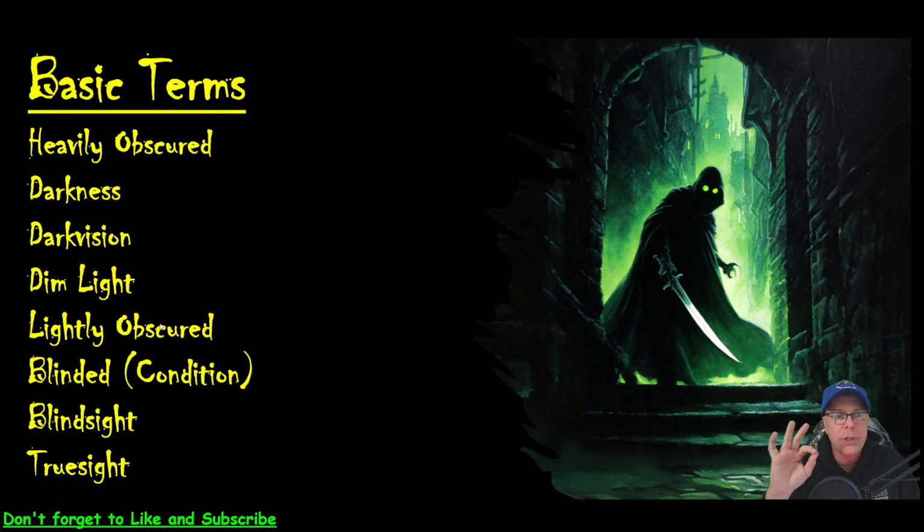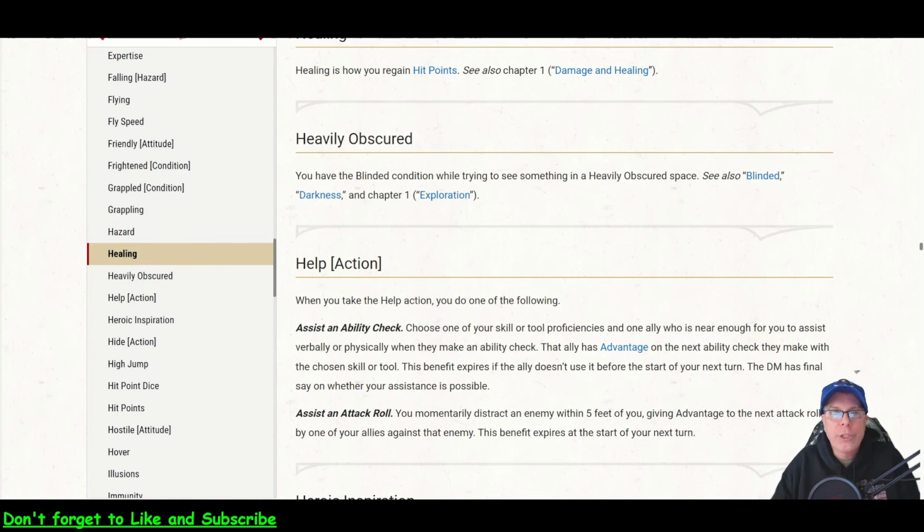Heavily obscured is its own thing and can be distinct from darkness. Darkness results in heavily obscured, okay, but it is its own thing as well, as is lightly obscured. So we're going to talk about all that, and many of them result in the blinded condition. Here is the first term that we have on our list, and that is heavily obscured. It says you have the blinded condition while trying to see something in a heavily obscured space. See also blinded, darkness, and Chapter 1 exploration.